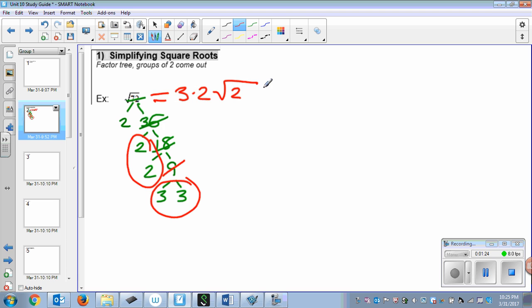Now I'm going to multiply anything outside together and anything inside. So outside I have 3 times 2, that is 6, and inside I only have a 2. So I am done. You should also check all of these on your calculator and make sure that they match up.